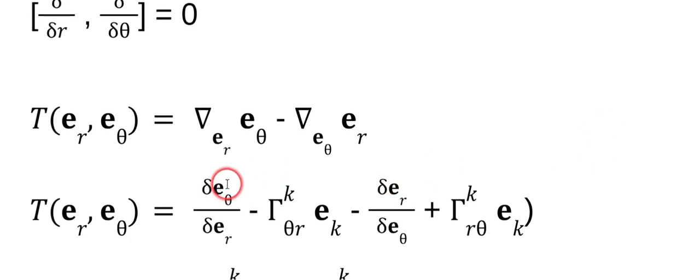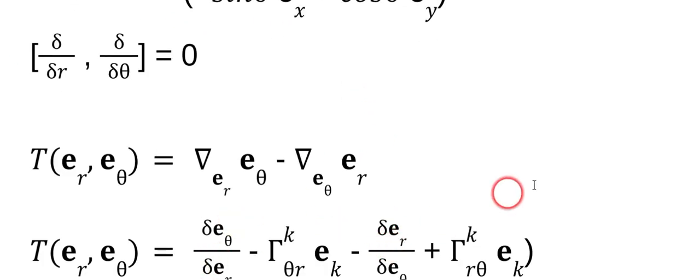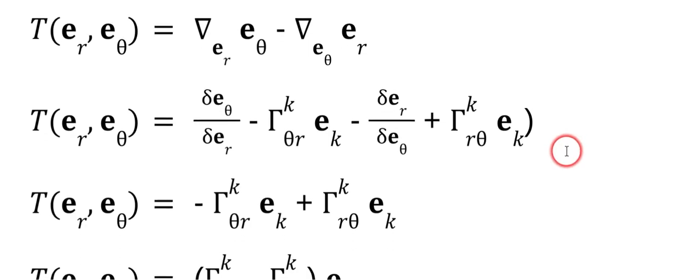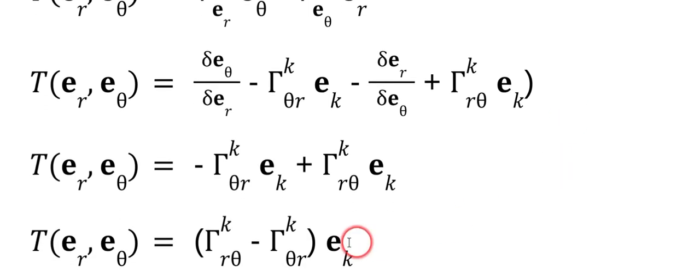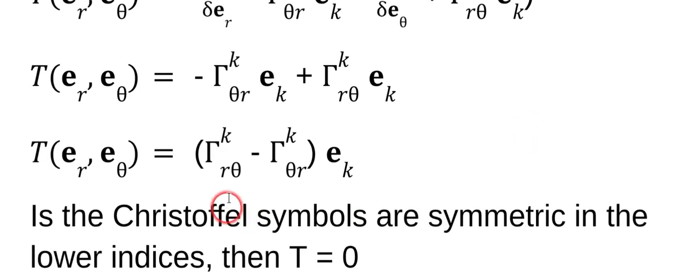Now, we just did this above. This is what we just did. That's what that is. So this minus that is 0. We know that. So that just leaves this. So let's rearrange and factor out an e_k, and we get this. So if the Christoffel symbols are symmetric about their lower indices, r theta and theta r in our case, then torsion is equal to 0.